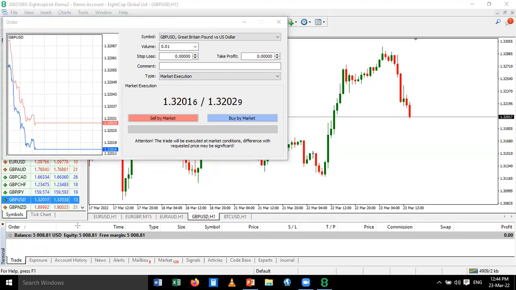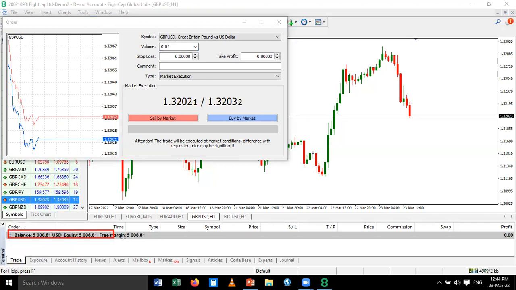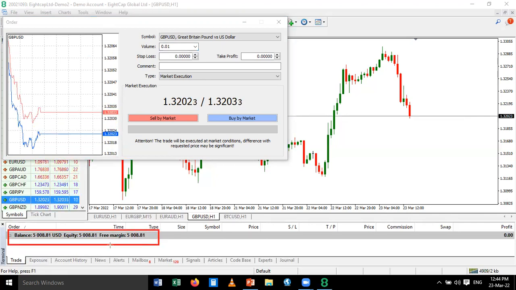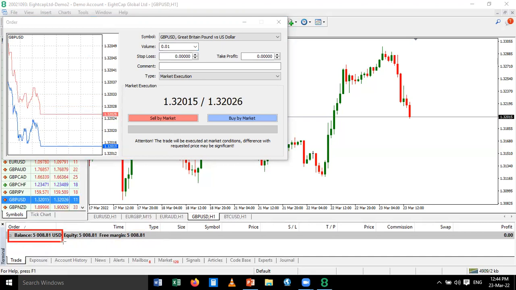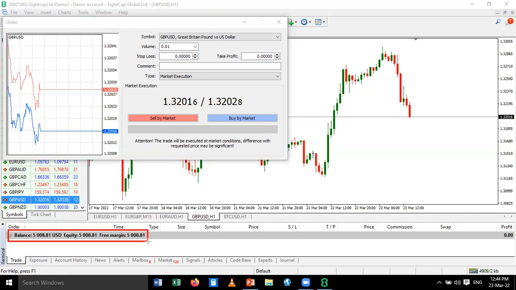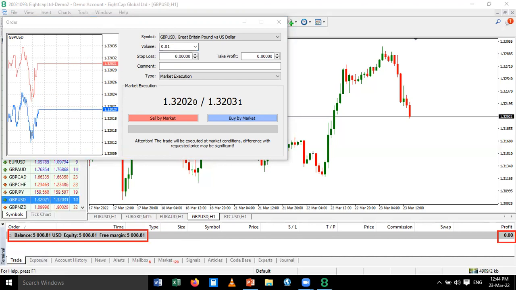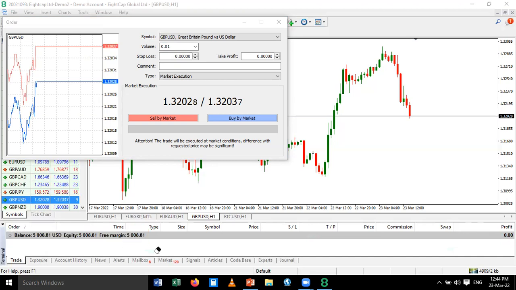If you look down here, you have the terminal I showed you on the first class. You can see here you have your balance. Balance is the money you have in your account before you place a trade. Consider that all the values, balance, equity, free margin, are the same. Once I execute a trade, all these values will change. If you look here, you see profit 0.00, which simply means there is no running trade. Once I click buy now, most of these values here will change.